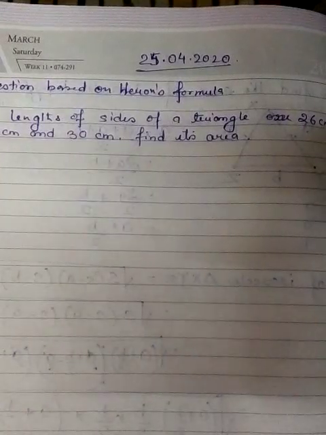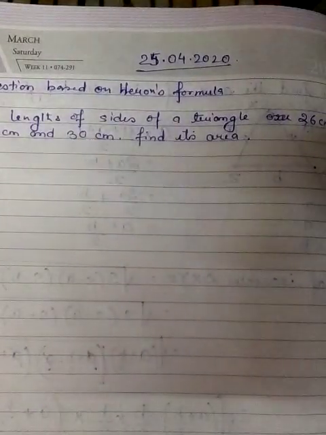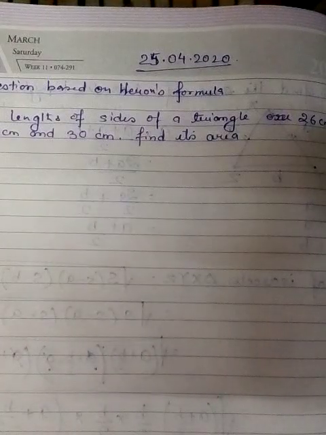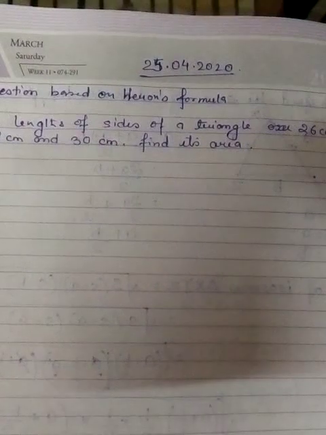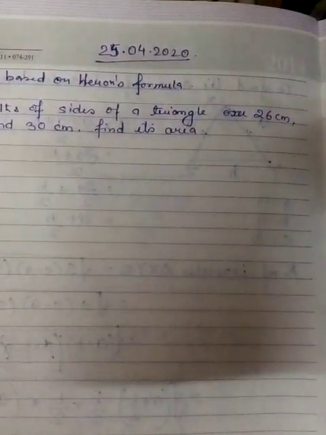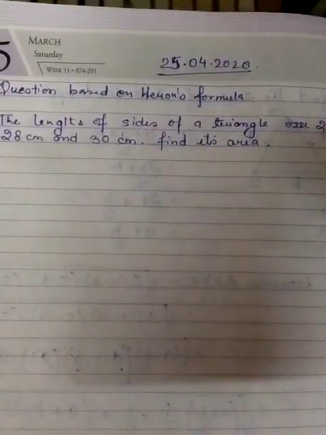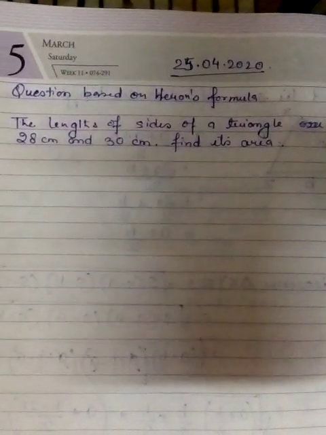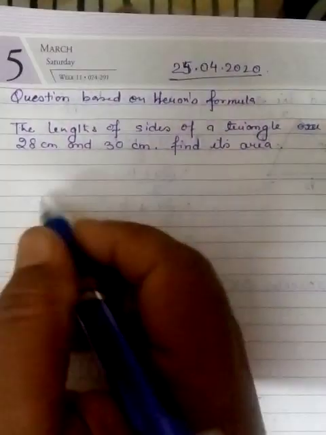Today I am going to continue the same topic, that is Heron's formula, and I have taken some more questions based on Heron's formula. Let's see the question. The lengths of the sides of a triangle are 26 centimeter, 28 centimeter, and 30 centimeter, and we have to find the area of this triangle.